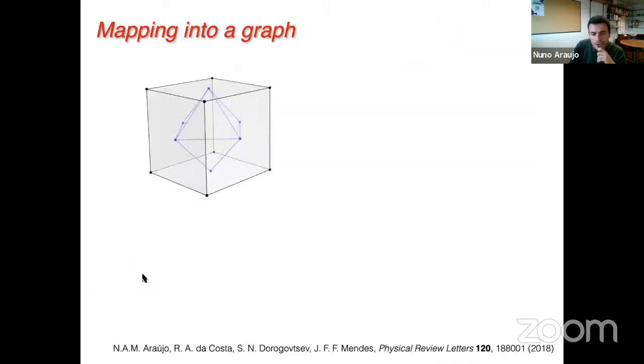So what we did in 2018 was to show that, in fact, instead of mapping all the cases, or for a large polyhedron doing it at random and trying to find a configuration that maximizes the number of vertex connections, you can do it in a deterministic way by mapping the problem into a graph. So the way it works is very simple.